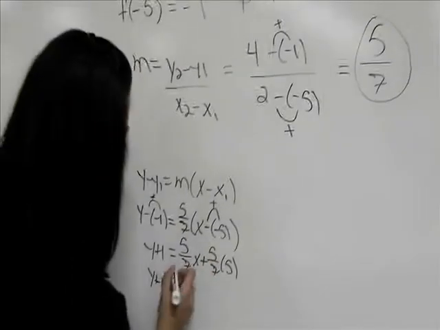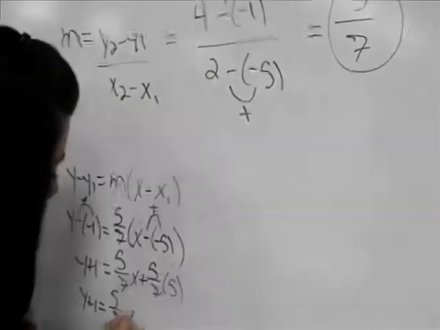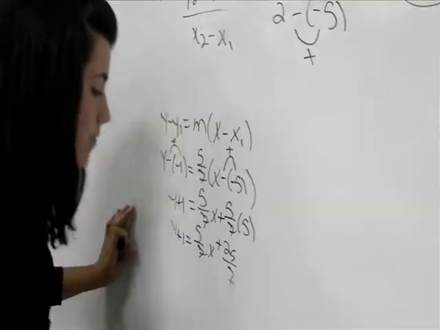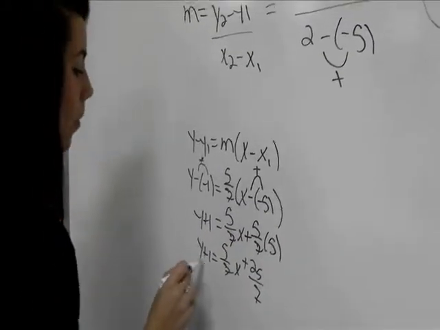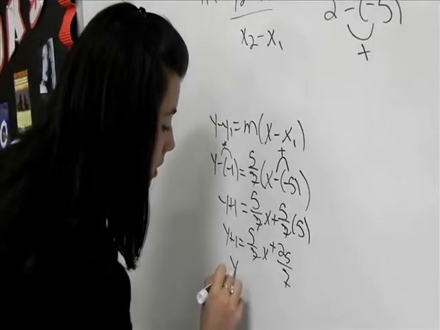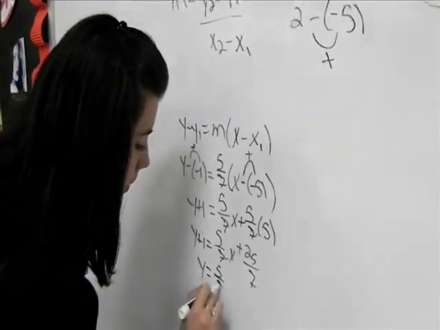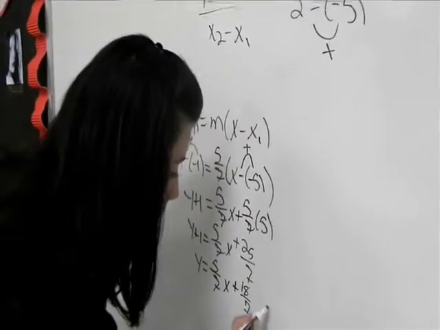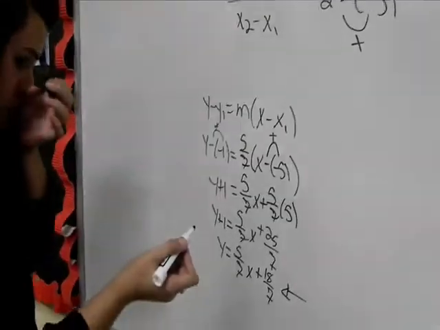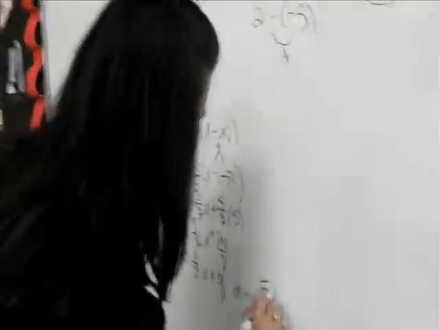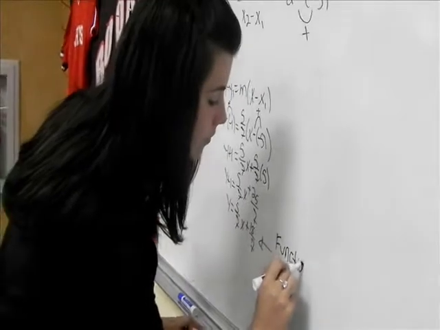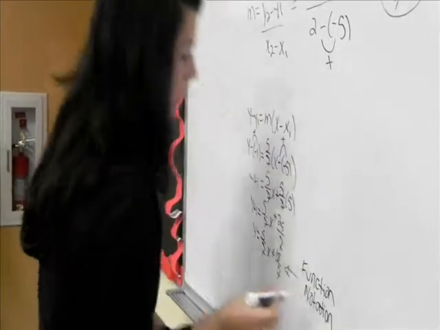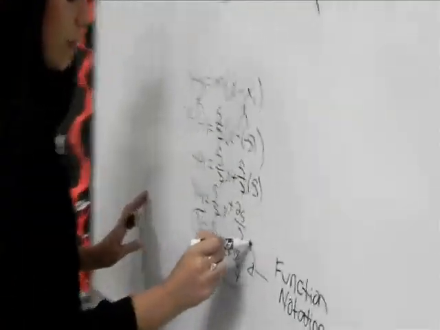So when you multiply these two, you will get 25 over 7. And then the y has to stay by itself, so you have to subtract 1 from each side, which gives you 5 over 7 x plus 18 over 7. And this is the function notation formula. Your final answer has to be in this form.